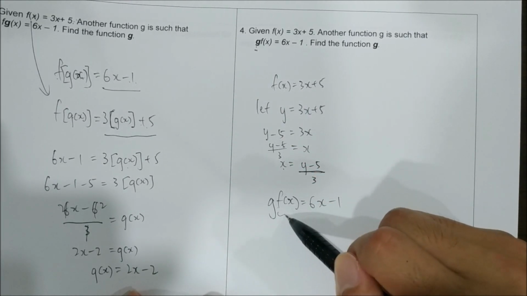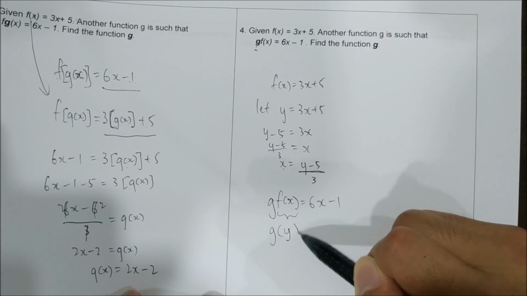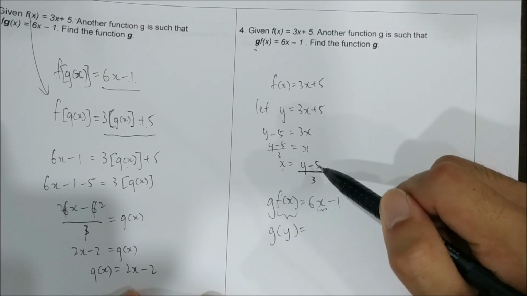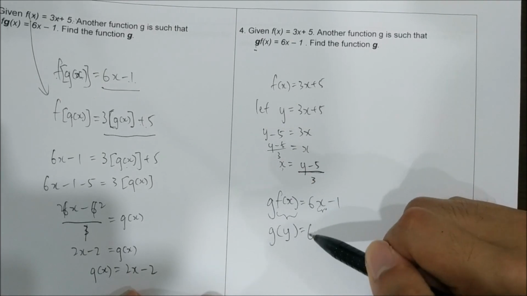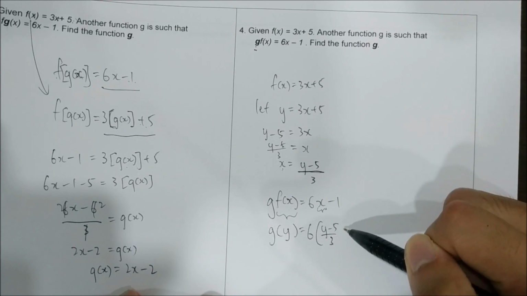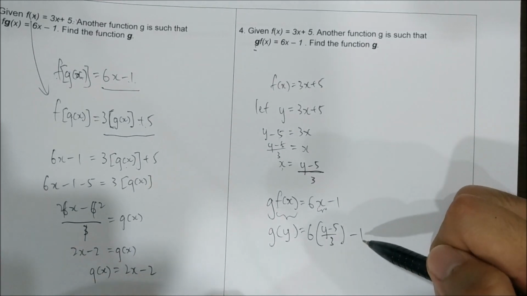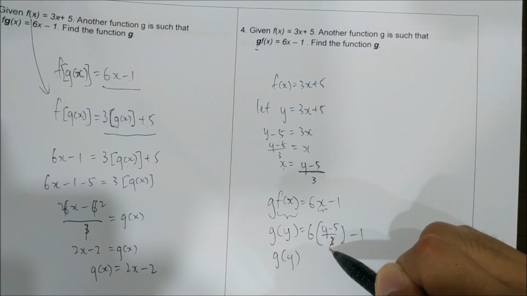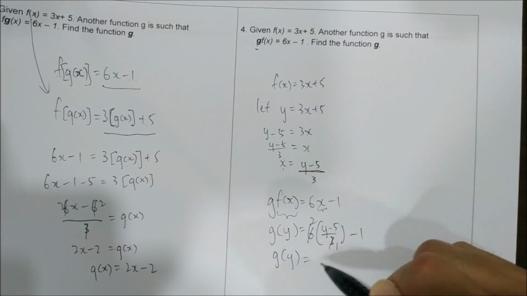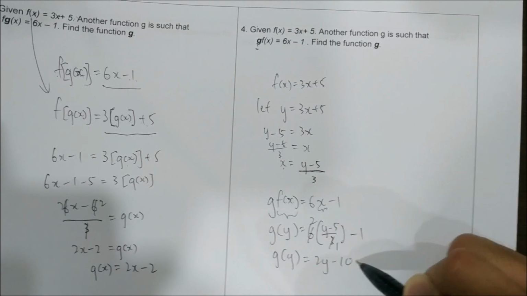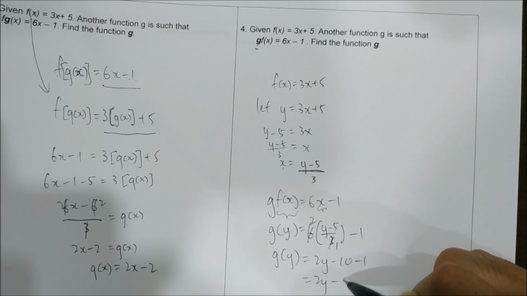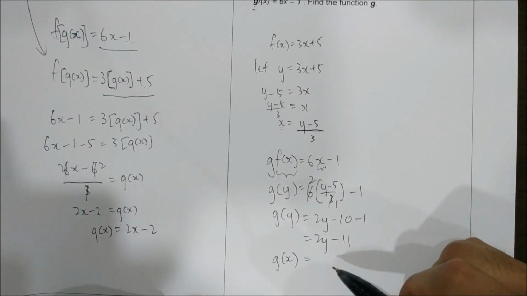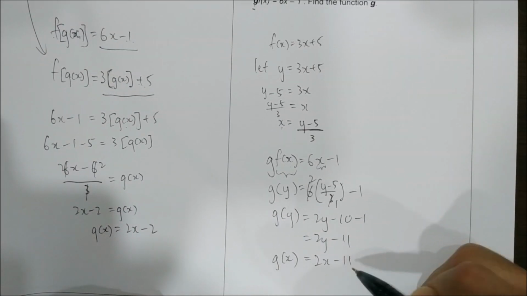So the f(x) here now becomes the y. So it's y. And the x here, since we already get the subject x here, we also try to make x becomes this. So x becomes (y minus 5) over 3 minus 1. And then we simplify it. So you get g(y) equals to this 3, and 6 becomes 2. So you get 2y minus 10 minus 1. So you get 2y minus 11. And then we rewrite this using the x to find that the function g(x) equals to 2x minus 11.